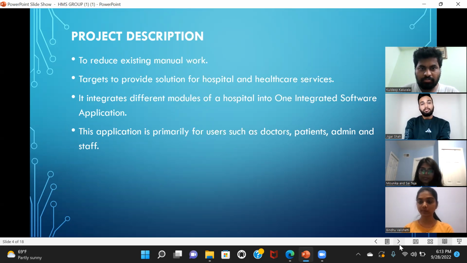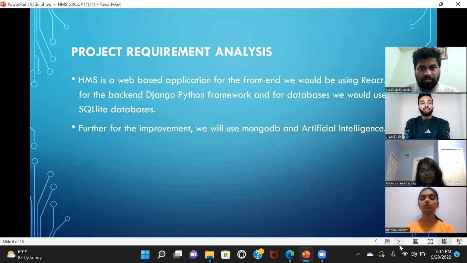Our project consists of many modules such as inventory management, doctors portal, patients portal, appointment scheduling, and many more. This application will primarily be used by doctors, patients, admins, and staff, but the main control would be with the admin. Next slide, please. This is the project requirement analysis, which will be further explained by Monica.